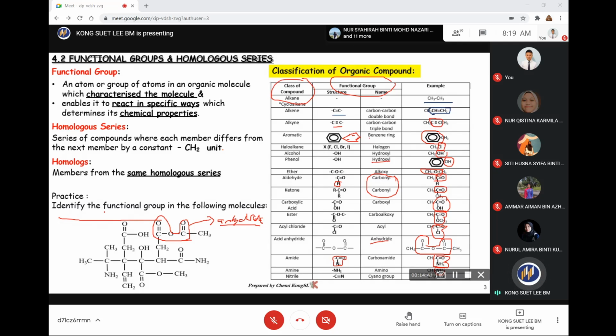Of course, you have to check because this question asks about functional group. Sometimes the question will ask to identify the functional group or class of compound, homologous series. So you have to list out the answer in details. Okay. So I think that's all for 4.2. Any question?